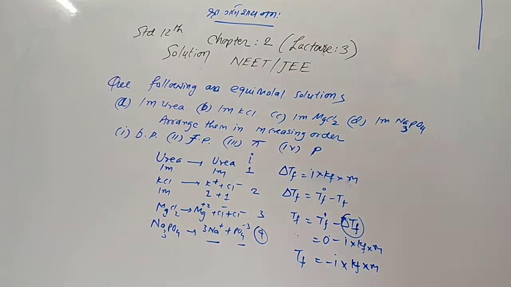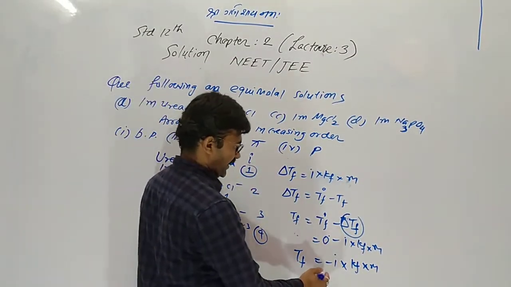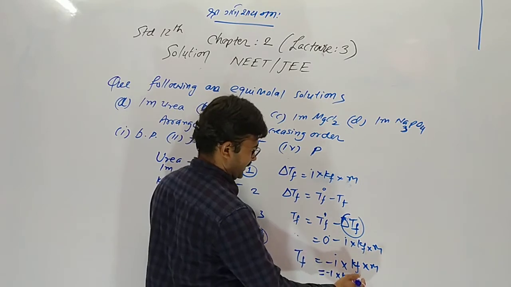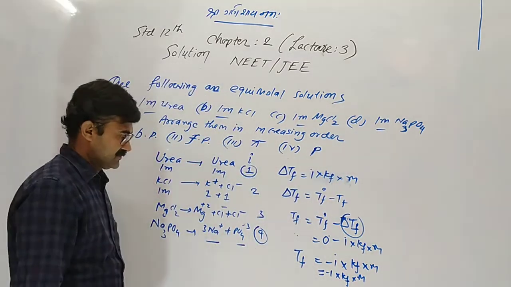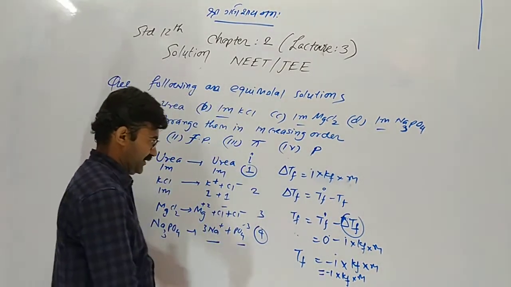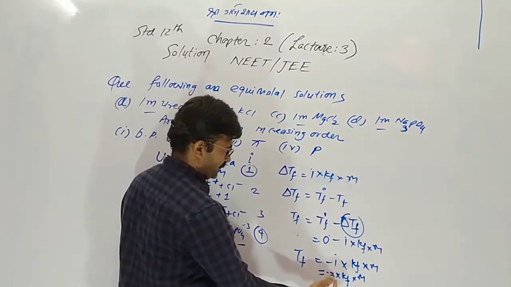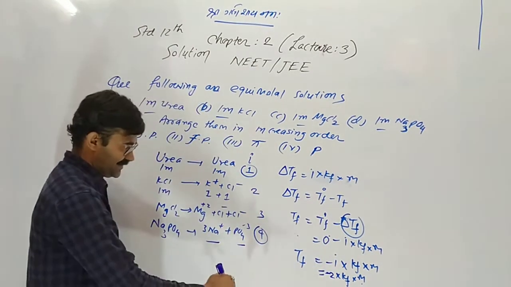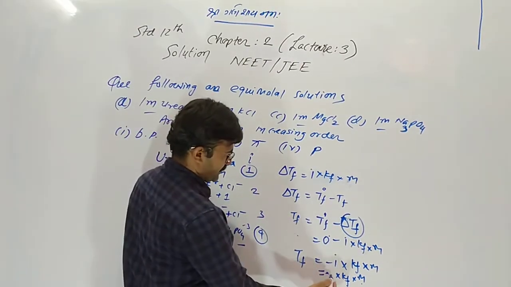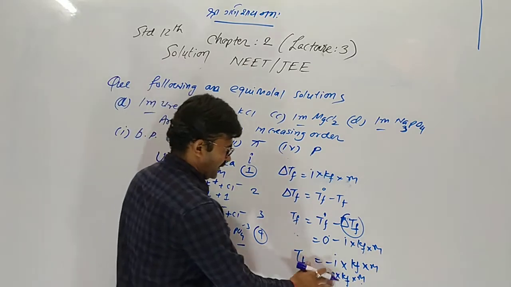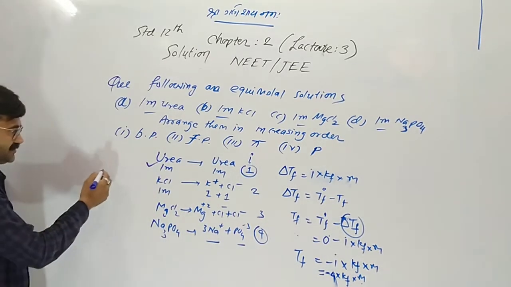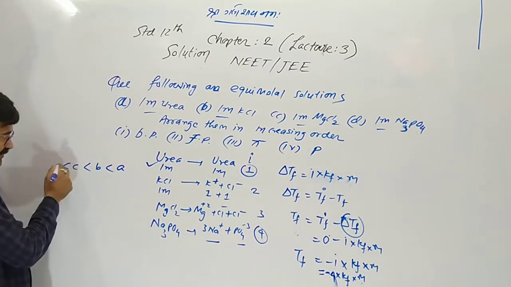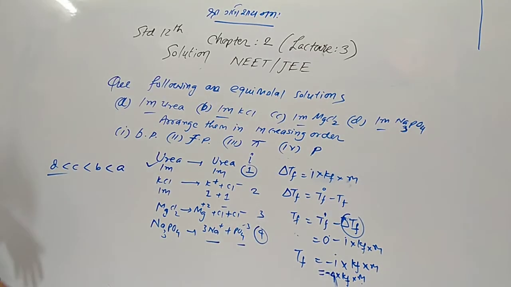Okay. Now i is 1 for urea. So minus 1 into Kf into m. Molality is 1 for all the solutions. So Tf is minus 1 Kf m. For the second one, here 2. Molality 1. So minus 2, minus 3 degrees, minus 4 degrees. So highest freezing point for urea. So A, then B, then C and D. Lowest freezing point order is the reverse of the boiling point.